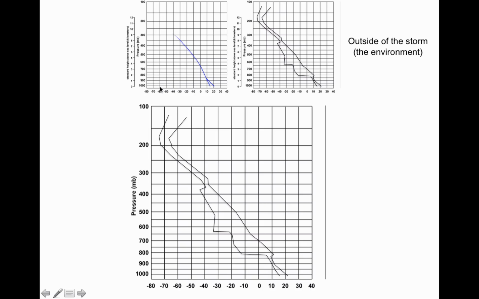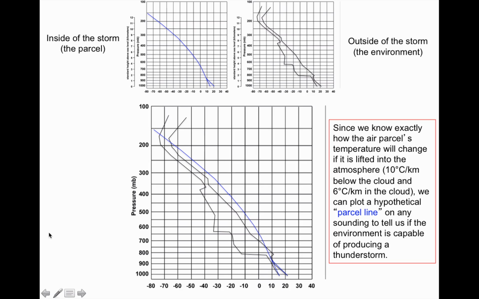Inside of the storm, or inside of the parcel, we see this temperature change. Below the cloud, 10 degrees Celsius per kilometer. In the cloud, 6. Let's put that line on this one as well. Now, the notes over here on the right tell us exactly what we're going to do here. I'll read it to you.